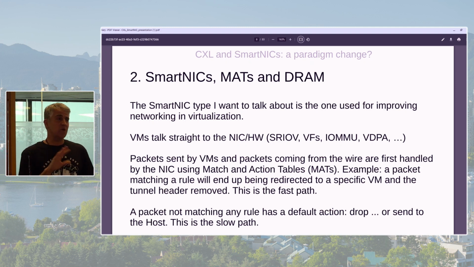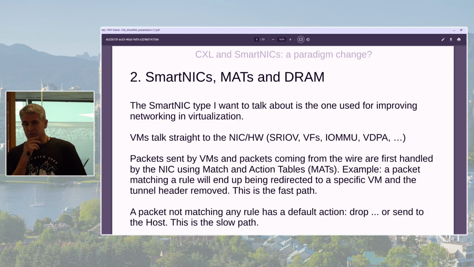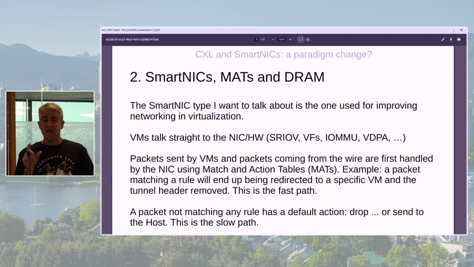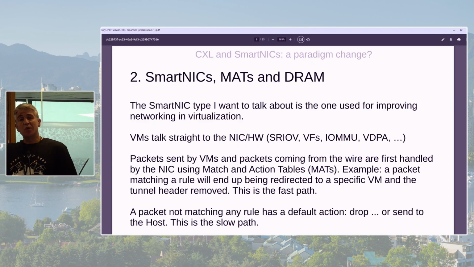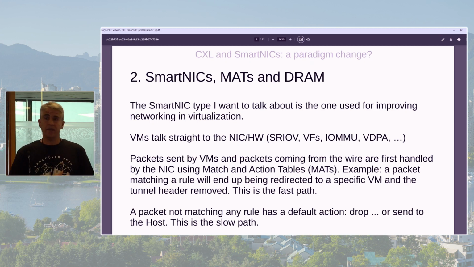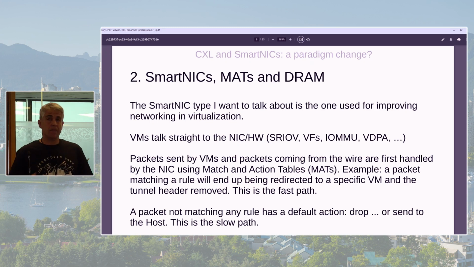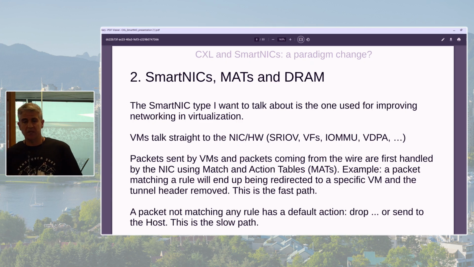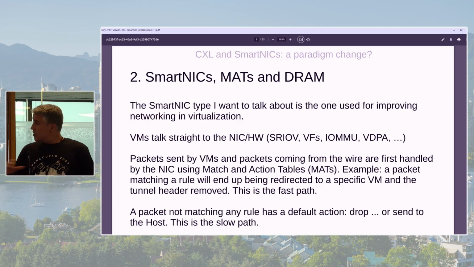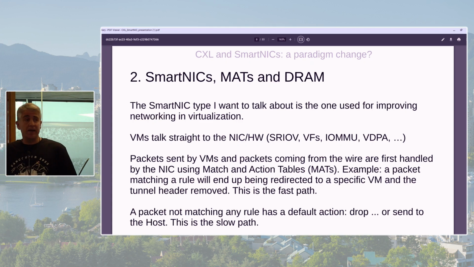And this is where the terminology starts to change a bit, because this idea of the fast path and the slow path is when the packet doesn't have a match, so the NIC doesn't know what to do with the packet and it will go to the host, okay? And if the packet goes to the host, that is the slow path. Then you have OVS dealing with the packet, okay?